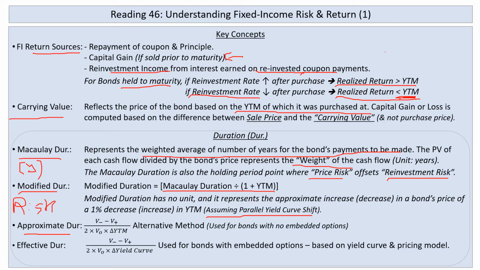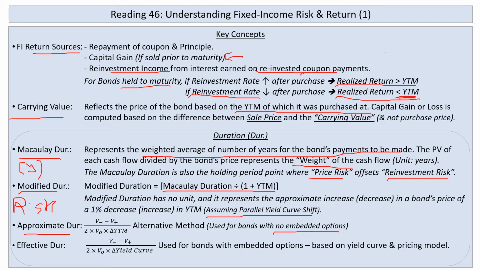Approximate modified duration is a formula that you should know, used whenever you want to calculate modified duration quite accurately, however not as accurate as the modified duration itself. You would approximate the modified duration using this formula. Now, this formula assumes bonds have no embedded options. Even the modified duration by itself assumes bonds have no embedded options.